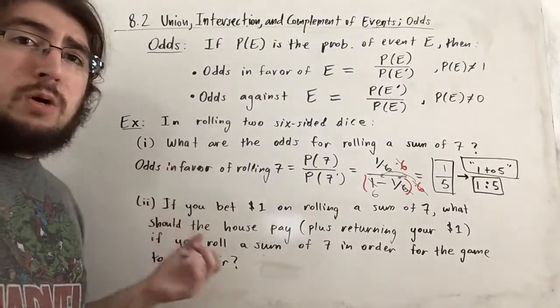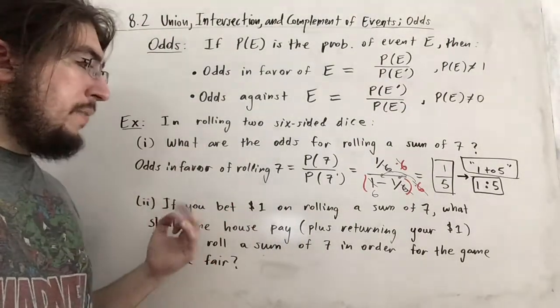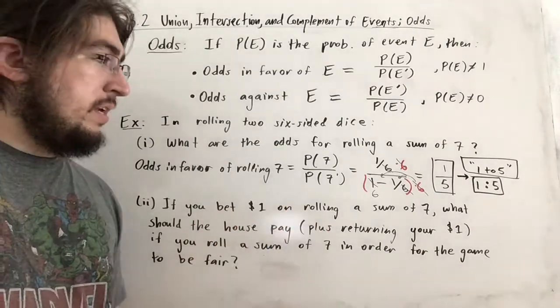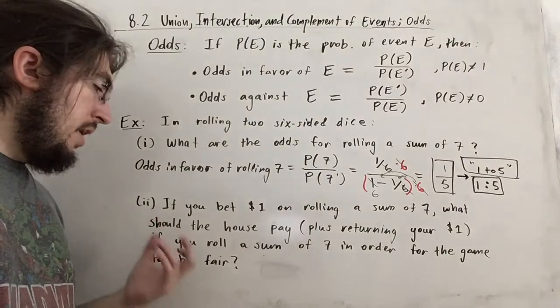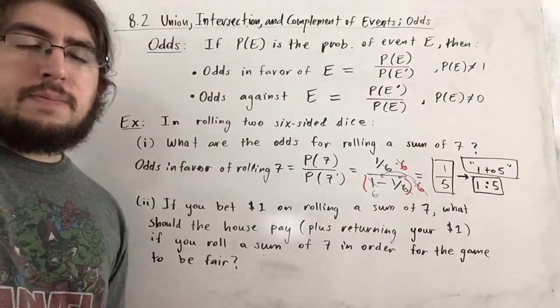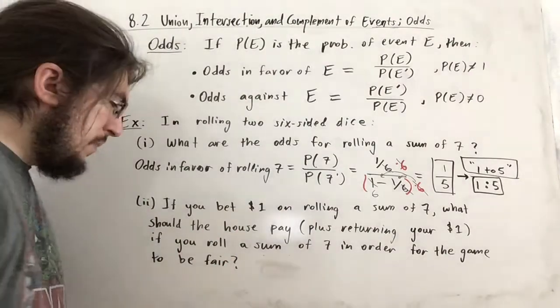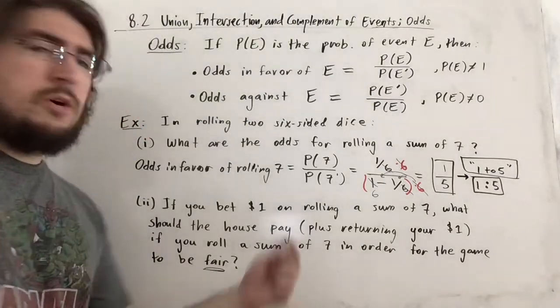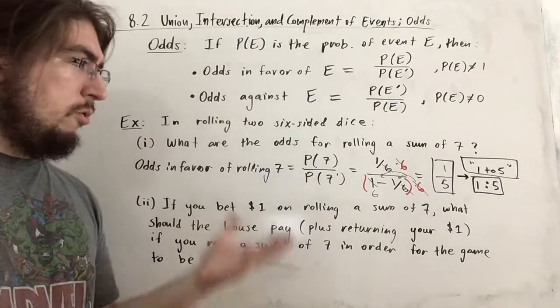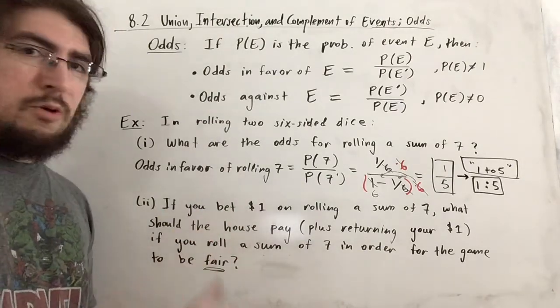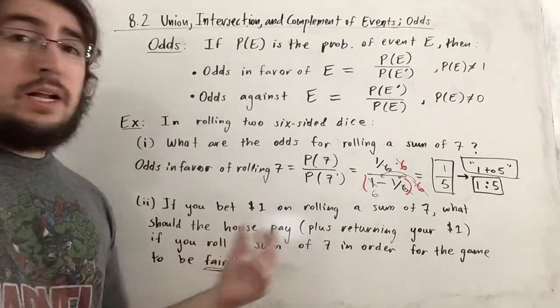Now, to follow up this question, part 2 asks, if we bet $1 on rolling a sum of 7, what should the house pay plus returning our $1 back, of course, if we roll a sum of 7 in order for the game to be fair? So all it means by the game being fair is just that they're using correct odds. So if you go to a casino that holds this game, rolling a 7 or something like that, then the betting odds should be 1 to 5.